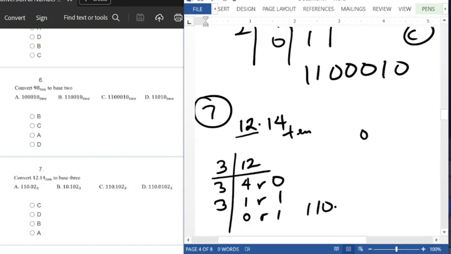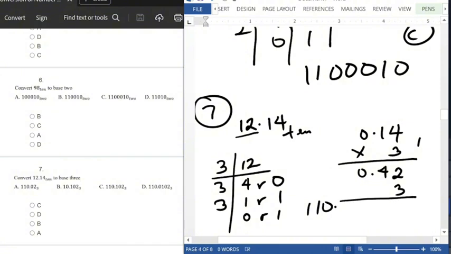0.14, this is the decimal part. From what I've explained earlier on, we are converting to base 3. We now use 3 to multiply it. So 3 times 4 is 12. We carry 1. 3 times 1 is 3 plus 1. That gives 4. So 0.0. All right, so we continue with that. So our answer will be the whole part here, right? So this is the first part.